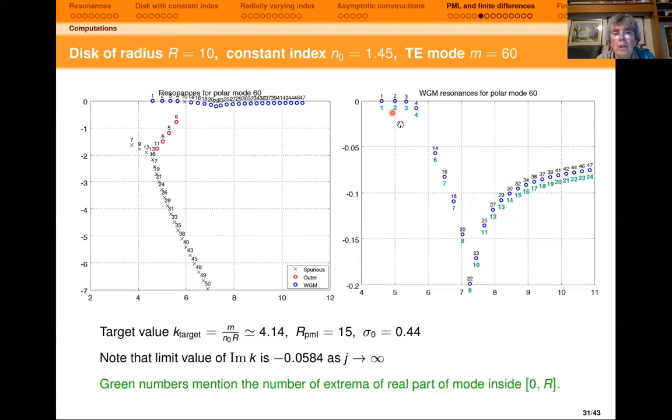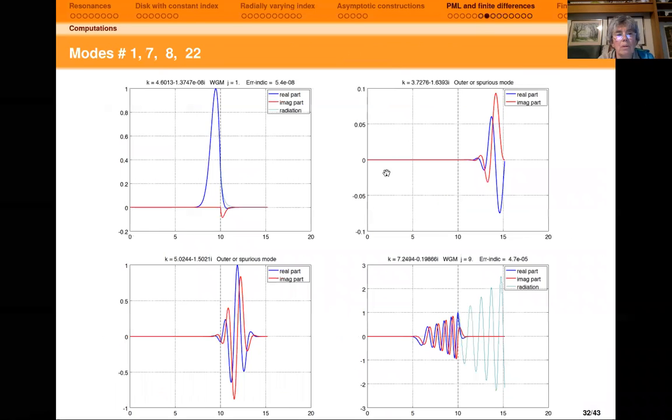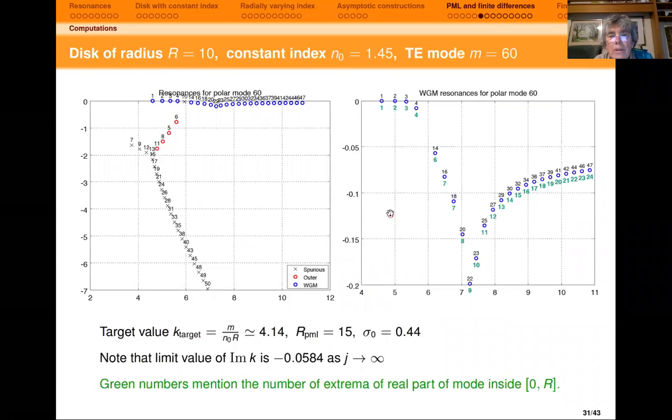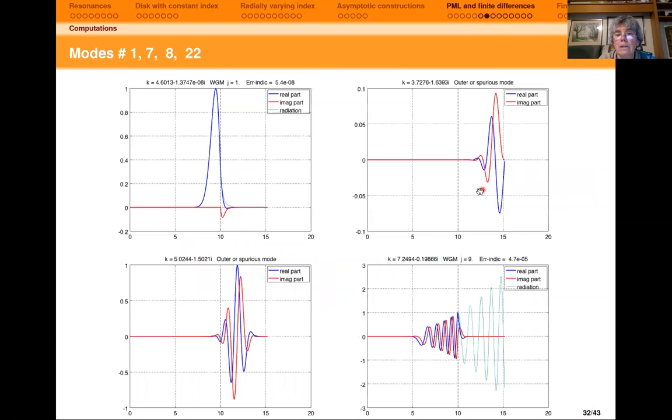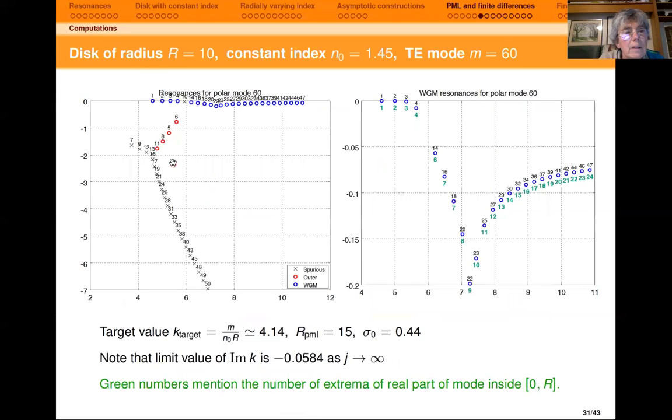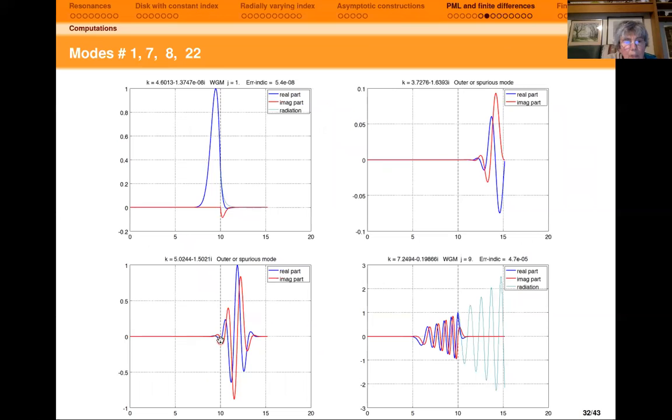And here are some modes. This one is very close to the axis; it is completely concentrated with only one oscillation. Number 7 is a spurious mode. You see that it is a numerical problem, but nothing to do with the continuous problem. Number 8 is this one. It is an outer mode, a little bit inside, but mainly outside, and it is damped by the perfectly matched layer.